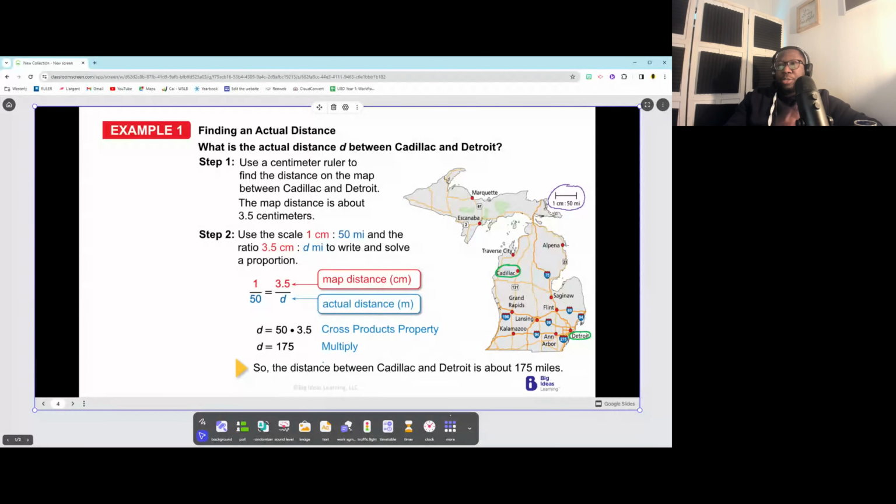Take a moment and pause if you need to, and look at what we just did. How do we use the scale? How do we use the measurements or the distance between whatever we're measuring? How do we set up the ratios of those two measurements? And then how do we use cross products to find out what the actual distance is in real life? Excellent. Let's take a look at another example.